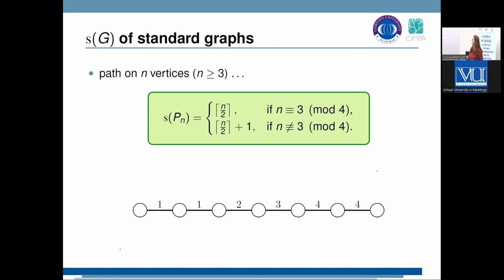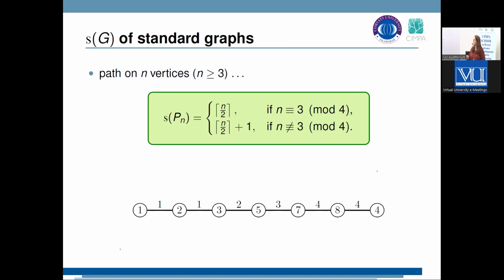Okay, so we can do it. This is a very simple construction: 1, 1, 2, 3, 4, 4. How many vertices do we have here? 1, 2, 3, 4, 5, 6, 7. Using this result, we get that 7 is congruent to 3 modulo 4, so it must be 7 by 2, so it must be 4. The construction is like that. We can check the vertex weights, and we see that they are consecutive numbers: 1, 2, 4, 3, 4, 5, 7, 8.